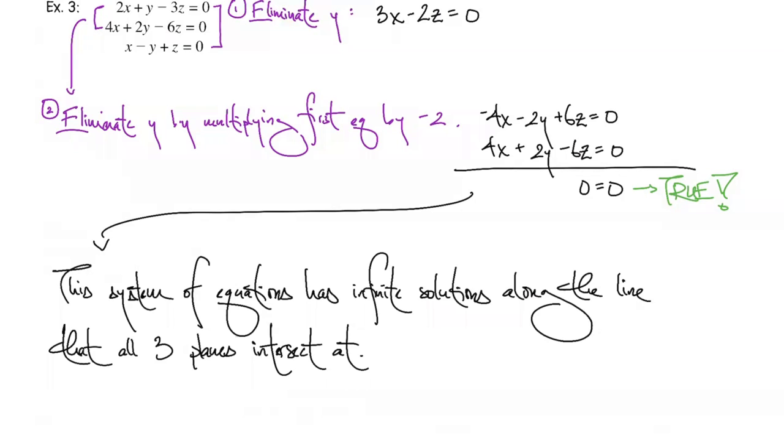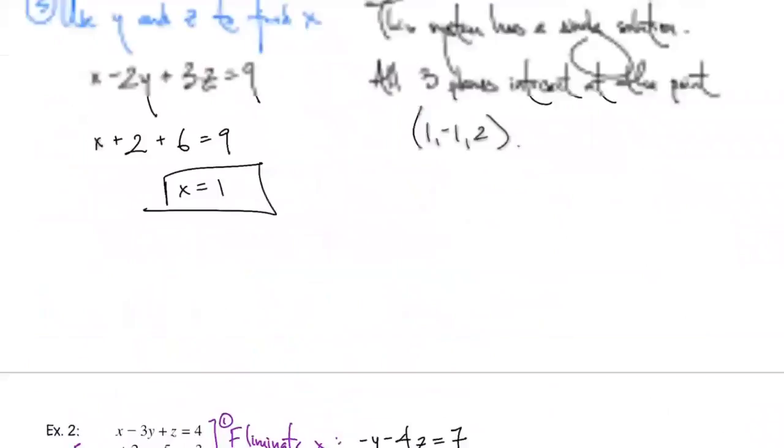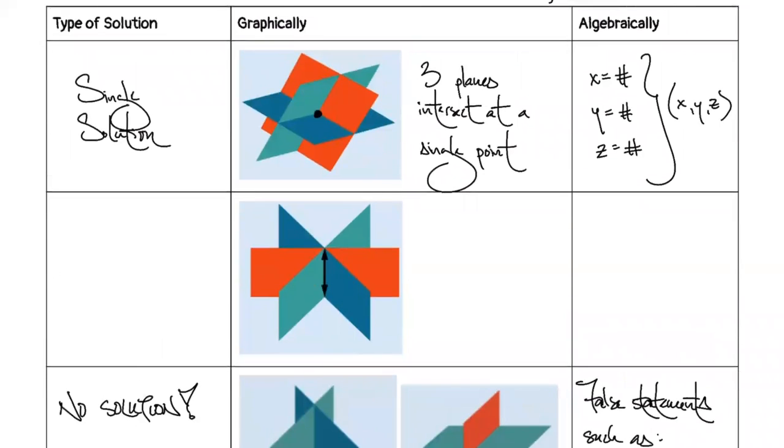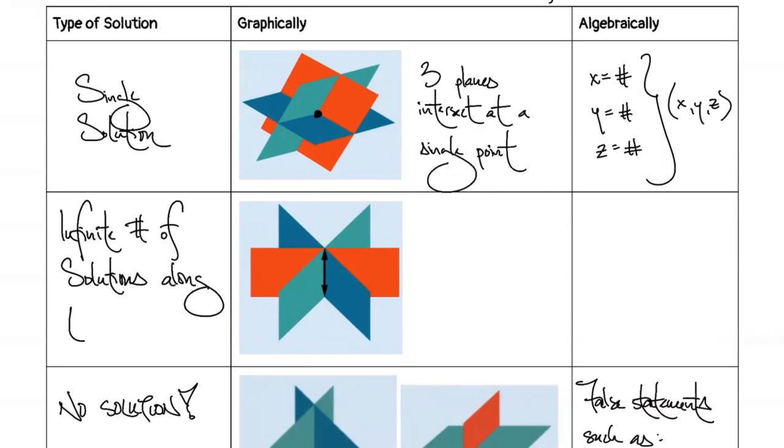All right. So let's go back up to that chart. All right. We'll fill in that last little slot for the chart. And that is this second picture. Okay. So in this case, we can see that the orange, the green, and the blue plane all go through the same line. All right. So we call this our infinite number of solutions along the shared line.